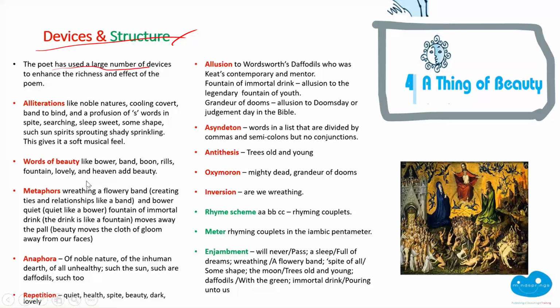The poet used a large number of devices to enhance the richness and effect of the poem: alliteration, words of beauty, metaphors, anaphora, repetition, allusion, antithesis, oxymoron, inversion, rhyme scheme, meter, enjambment. So that is the poem. It's a beautiful solid poem, and let's look at the devices and structure.